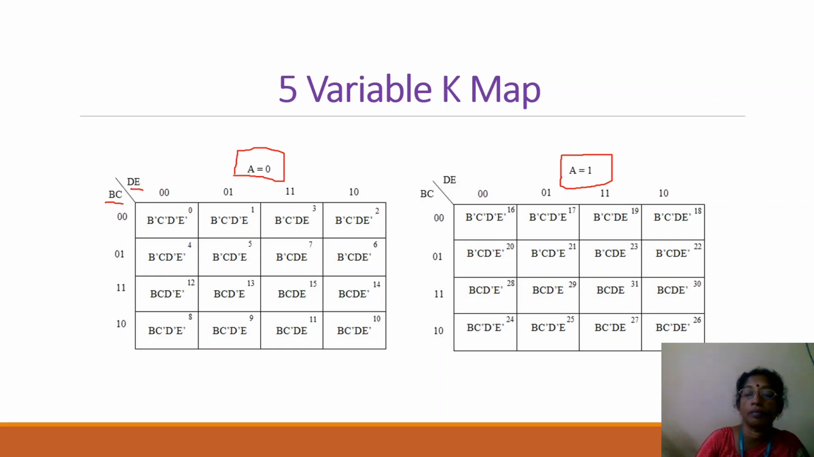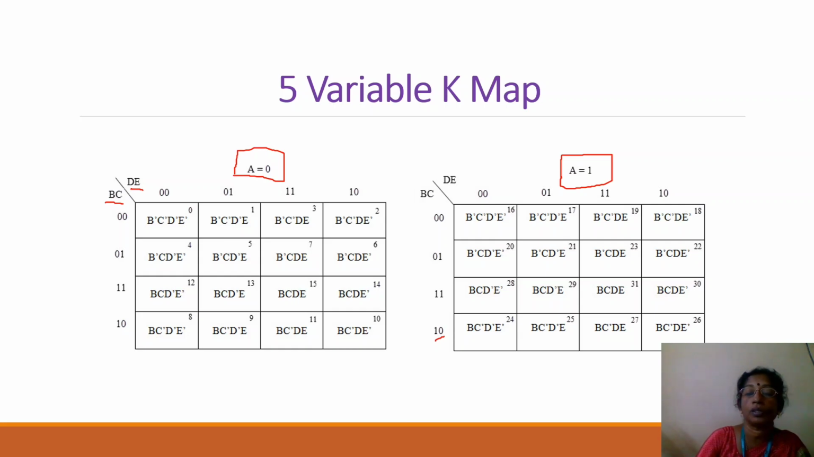So the next variable will be 16, 17, and instead of 18, since it is 19, it will become 18. Similarly 20, 21, and it is 23, 22, and here 24 will be coming here since 10 is here. 24, 25, 27 and 26. The remaining terms are 28, 29, 31, 30.